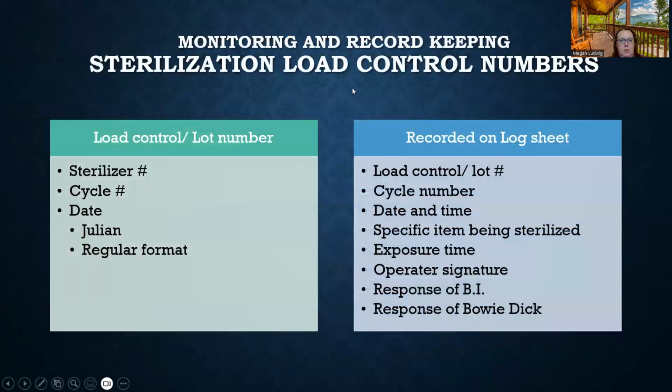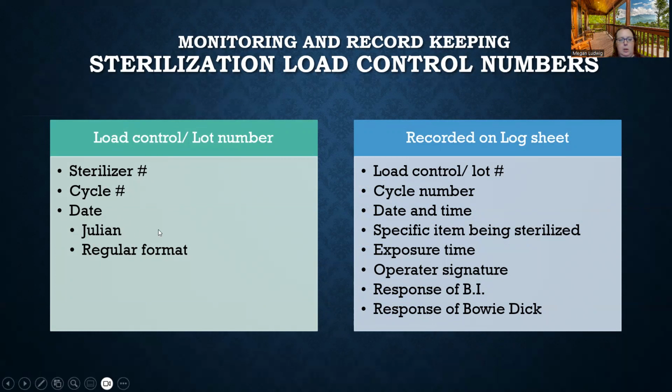So some other things you have to keep with your sterilization load control numbers, specific to the sterilizers. You have to know the sterilizer number. These are all things you're going to put on your sheet, your log. The cycle number of the day, the date, where it says Julian date.